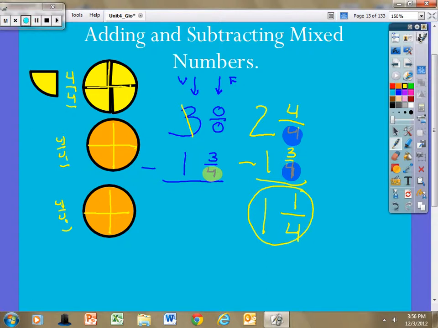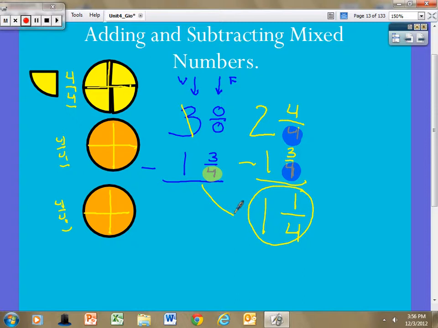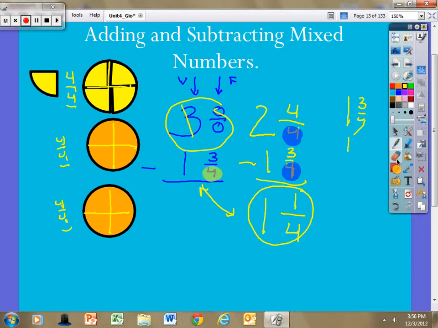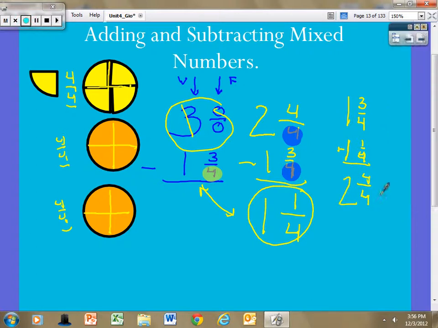Now if I want to check that, I can just add this part to this part and hopefully get the whole. So I have 1 and 3/4, which is my part here, plus the 1 and 1/4. The denominators are the same, so it stays fourths. 3 plus 1 is 4, 1 plus 1 is 2. I have 2 and 4/4, and 4/4 is the same as 1 whole, so I really have 1 plus 2, and that gives me 3.